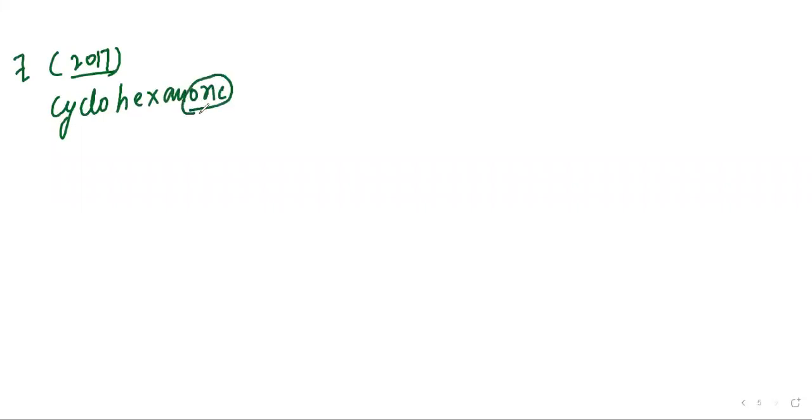Now look at the seventh one. Seventh question, asked in 2017. So out of the following, which one is the product formed when cyclohexanone undergoes... So I will write the name first. Cyclohexanone. When it is ONE, then it belongs to ketone.